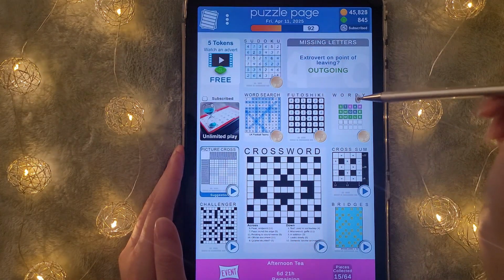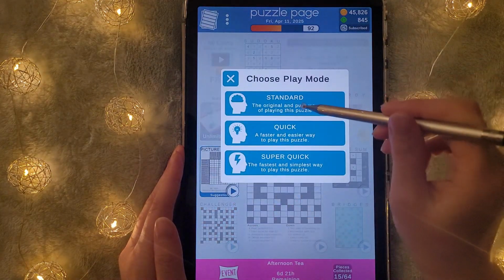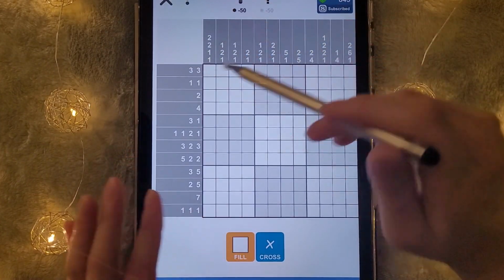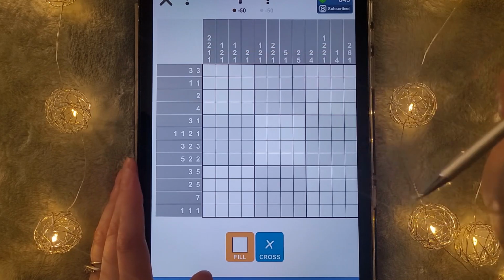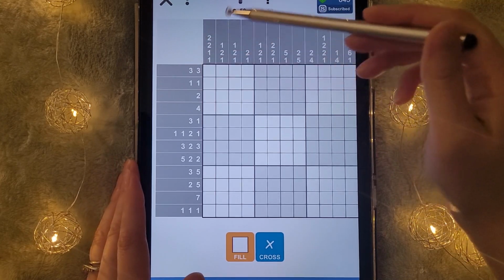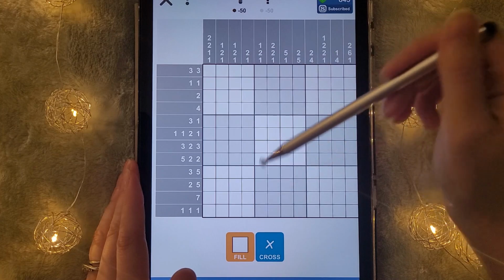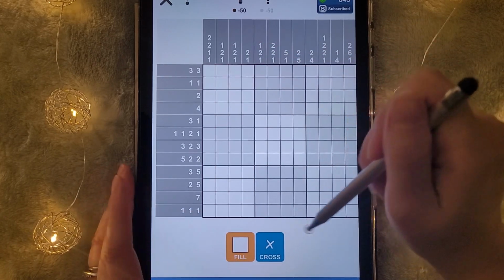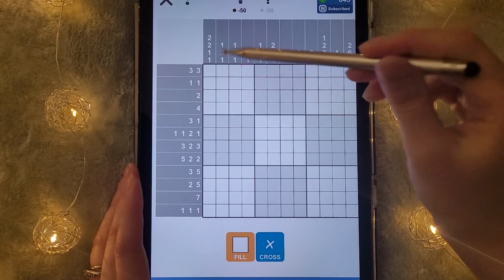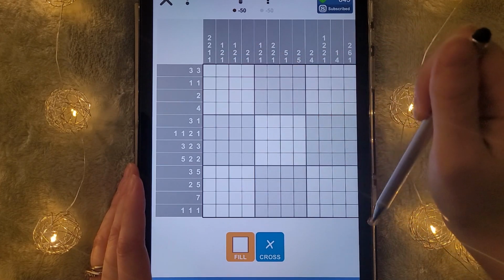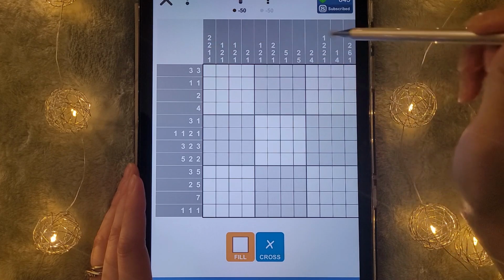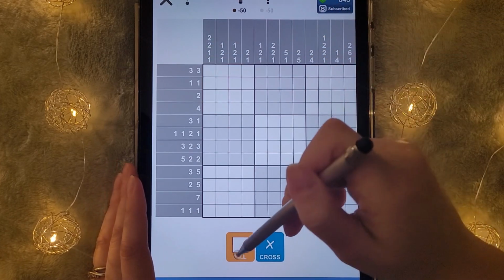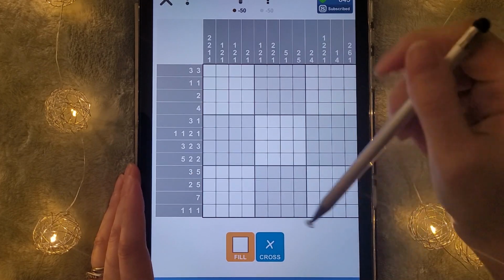Let's collect our coins, and let's move into picture cross. And this picture cross isn't color, so there are some picture crosses where each number is a color and it tells you kind of how many of that color are in the row, but this one isn't that, so pretty straightforward. And it is a 12 by 12. I don't see any rows or columns with a 12, because if we did, I would just immediately fill those in.